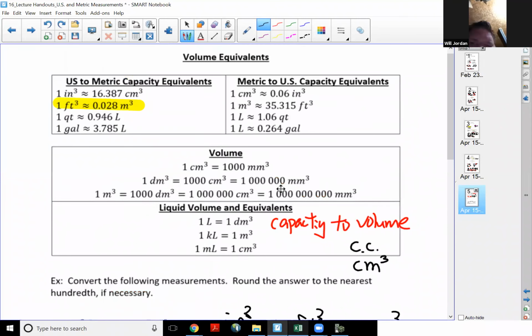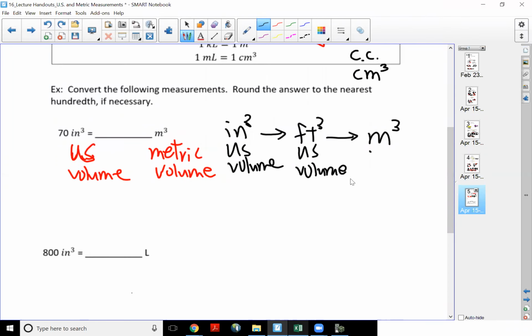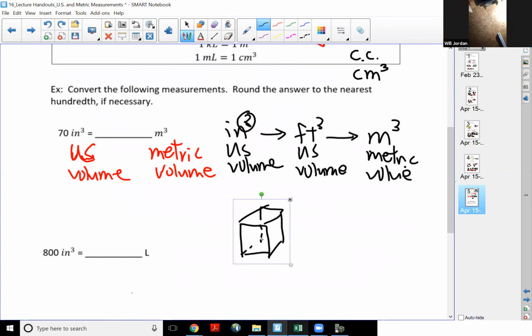This is metric volume to metric volume. This is US to metric. This is metric to US. Oh, I know, Mr. Chan, the little drawing you made. This is metric volume. Check this out. Y'all ready? When you see cube, it means volume. It also means you literally have a cube. Okay, it doesn't quite look like it, but it's close enough. All right, I have a cube.